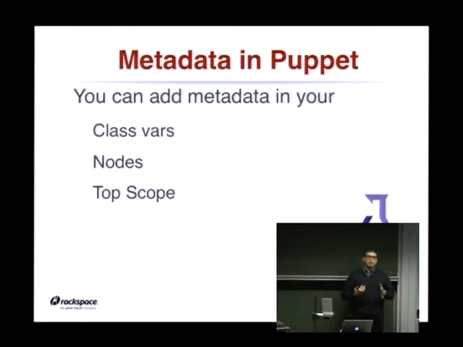So where can you add metadata in Puppet? You can add it in your classes, you can add it in your nodes, or you can add it in the top scope of your Puppet installation if you have a Puppet master.